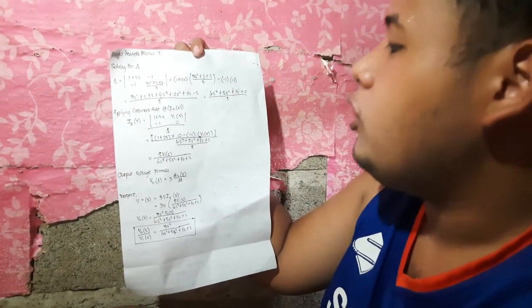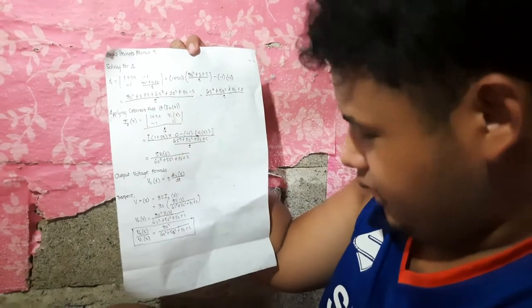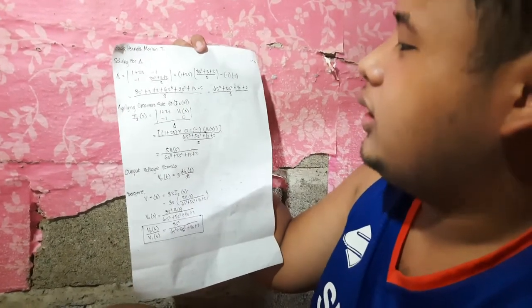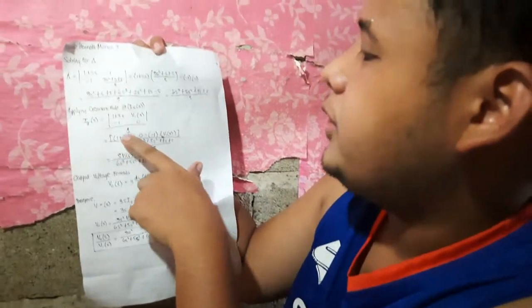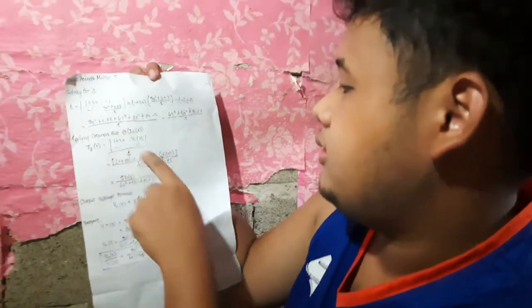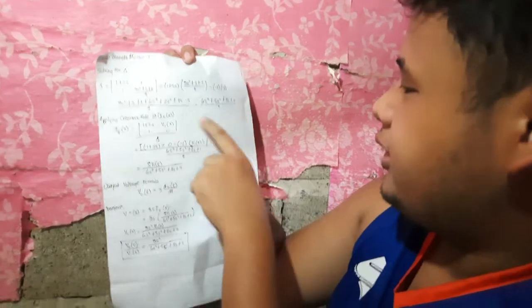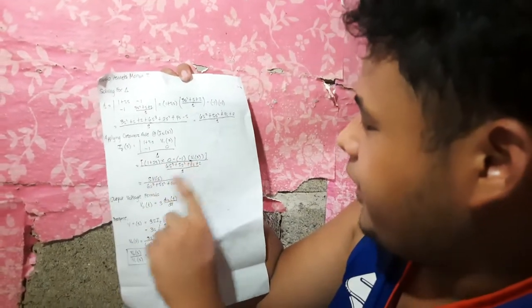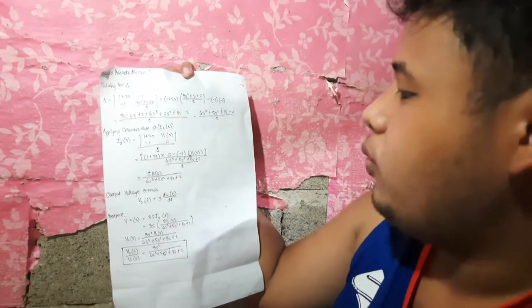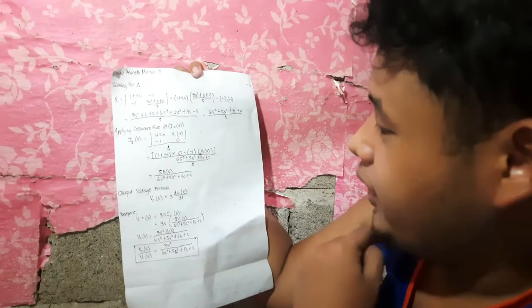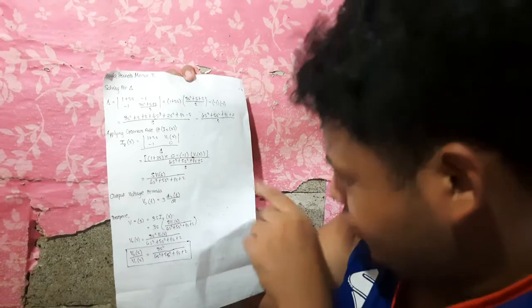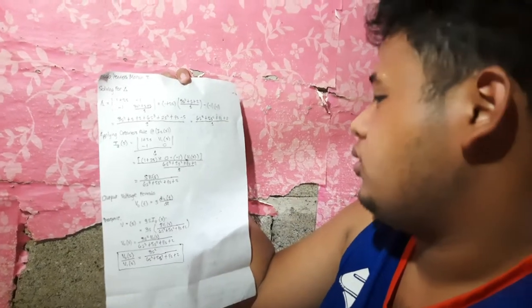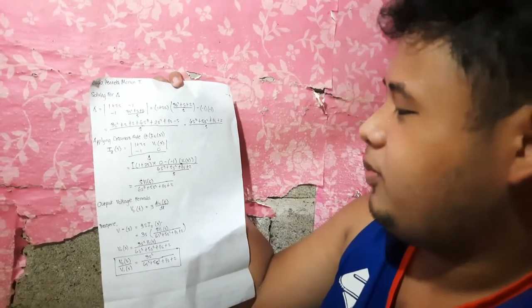Applying Cramer's rule for mesh 2, we can get the simplest form for it over delta. So here is our delta. By simplifying it, we can get s V_1(s) over 6s cubed plus 5s squared plus 4s plus 2.